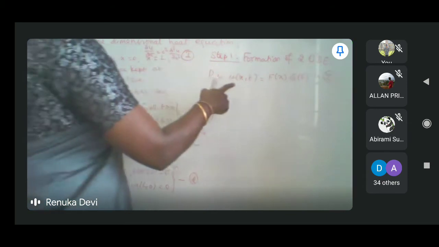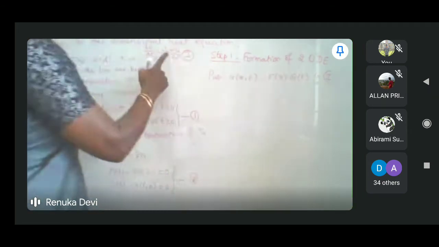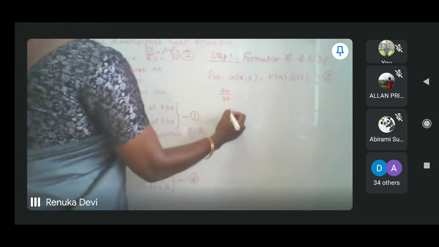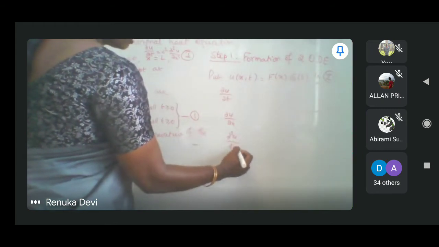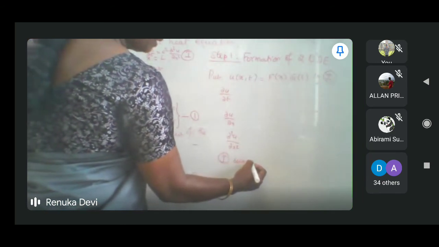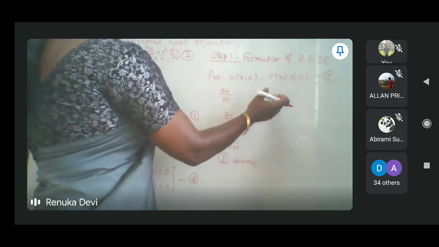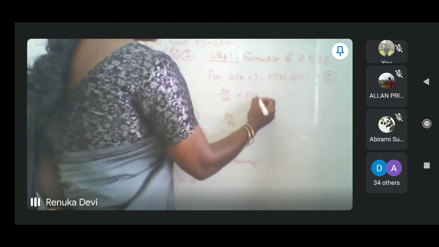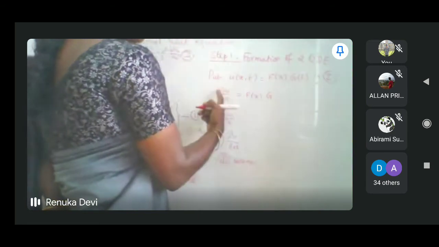Okay. So put u of x comma t equal to f into g in equation 1. We have to find dou u by dou t, dou u by dou x, then dou square u by dou x square. After finding this, we see what equation 1 becomes. First you find dou u by dou t from this expression. Because f is a function of x alone, you can treat f of x as constant, and g is dg by dt.